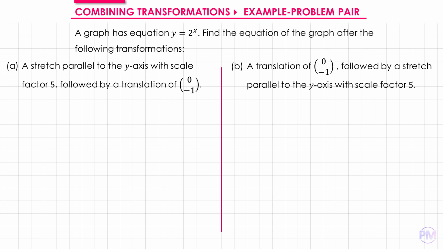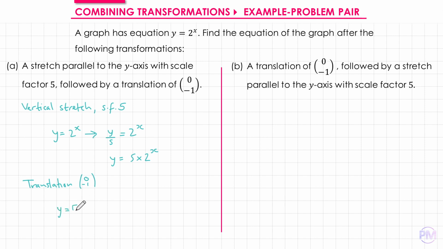Okay, welcome back. Here's my solution then. To start off with, we've got a stretch parallel to the y-axis, scale factor 5. So that's a vertical stretch. To apply that, we replace y by y divided by 5. Multiplying up by 5 gives us 5 times 2 to the x. This can't be simplified, so we'll now apply the translation. Here we'll replace y by y plus 1. So in part A, nothing out of the ordinary happens. Part B though is a little bit more tricky.